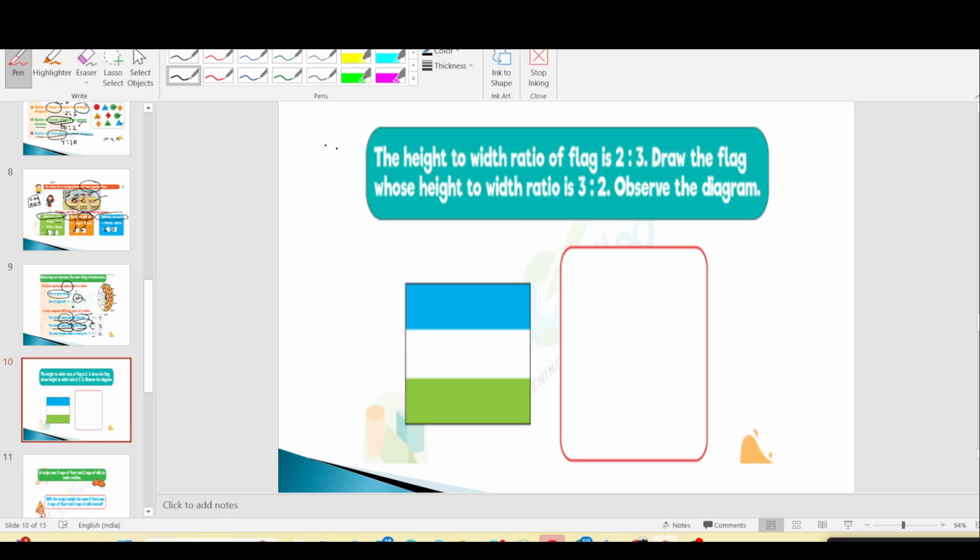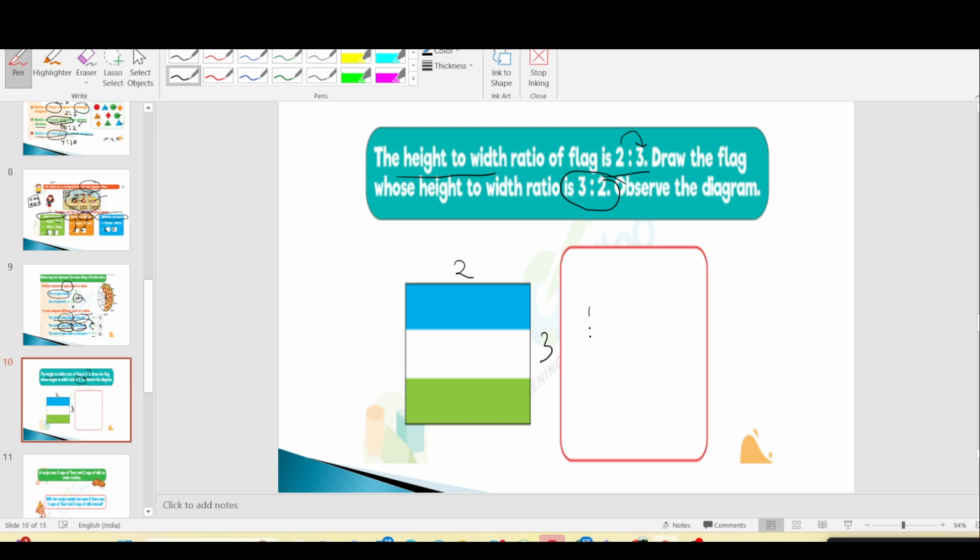Okay, yeah, the height to width ratio is given, which is 2 to 3. So this is 2 and this is 3. We need to draw a diagram whose height to width ratio is 3 to 2. So you can see we switched it. 2 is written first, but here 3 is written first.